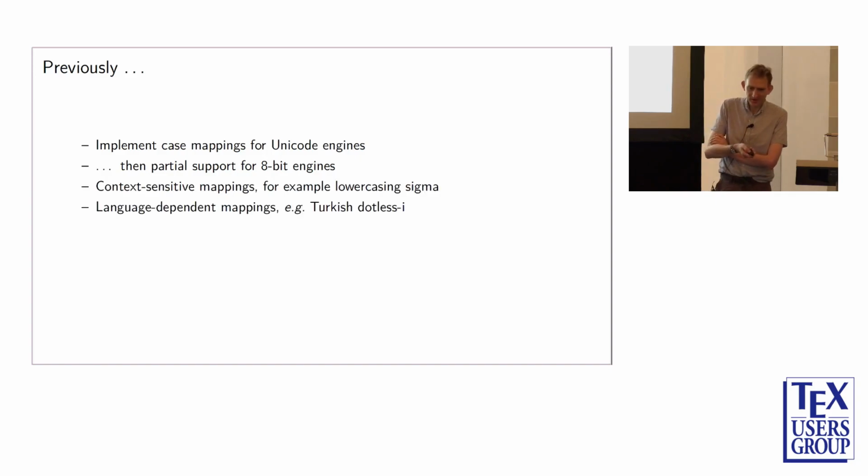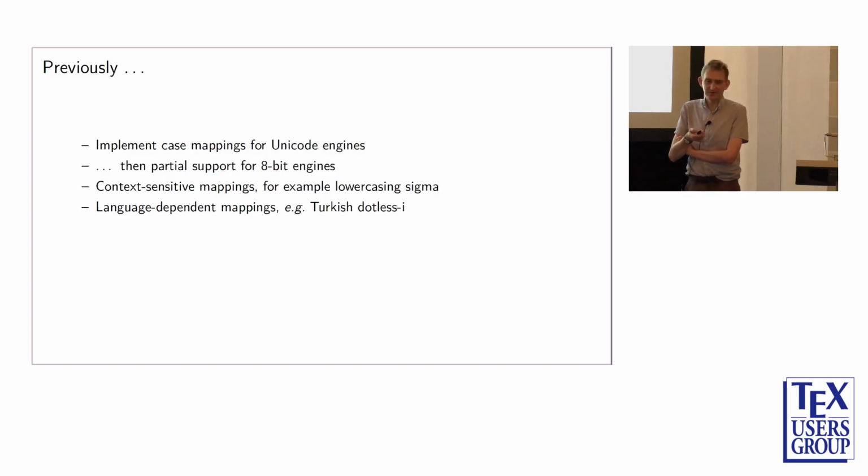As those of you who haven't seen previous talks on this, the idea was not just to do a one-to-one mapping, which is the classic Knuth model, but to do what Unicode have established is necessary. So context-sensitive mappings, particularly the fact that in Greek, sigma at the end of a word, when you lowercase it, looks different from a sigma in the middle of a word.